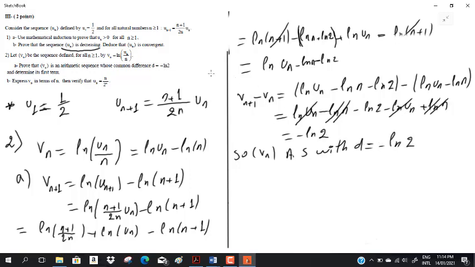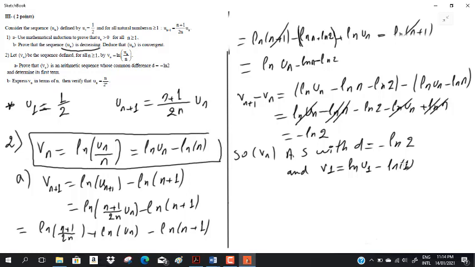The sequence starts with v1, and v1 equal logarithm of u1 minus ln of 1. In this relation, I just replace n by 1. The logarithm of u1 equal logarithm of half, minus logarithm of 1 is 0, so v1 equal minus logarithm of 2. As you know, ln of 1 over 2 equal ln 1 minus ln 2, and ln 1 is 0.